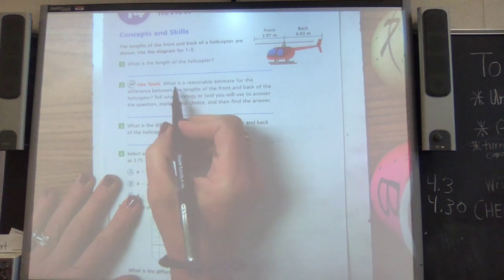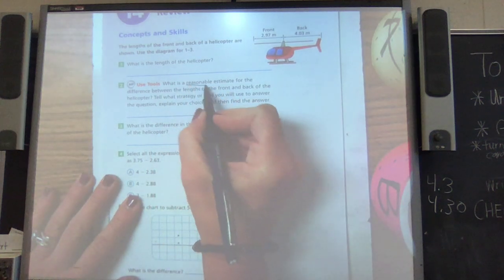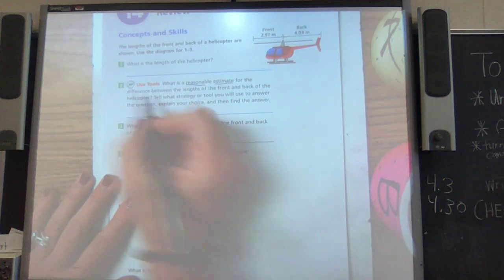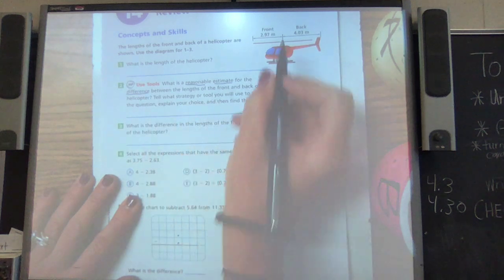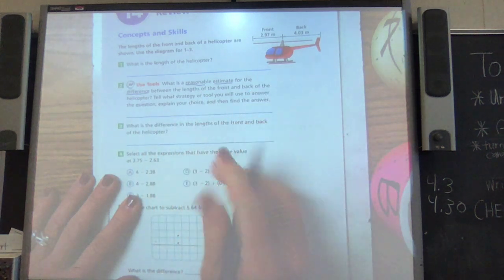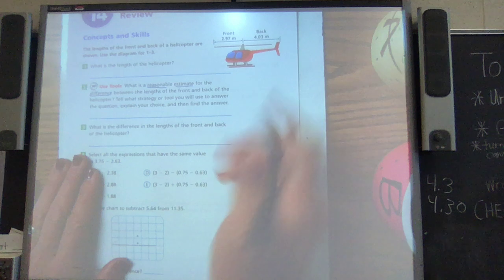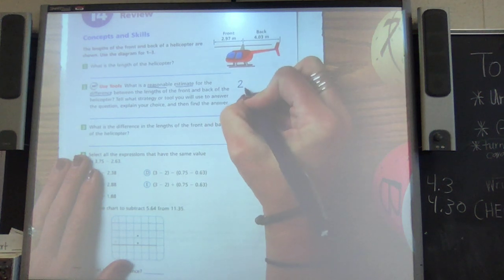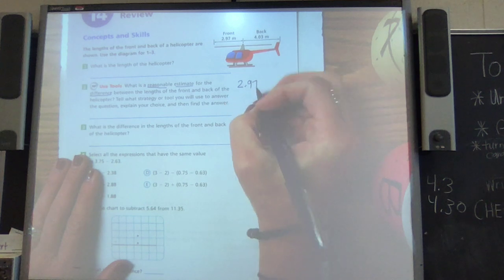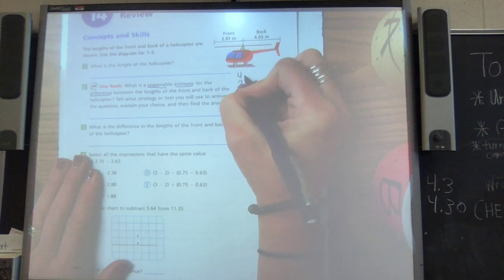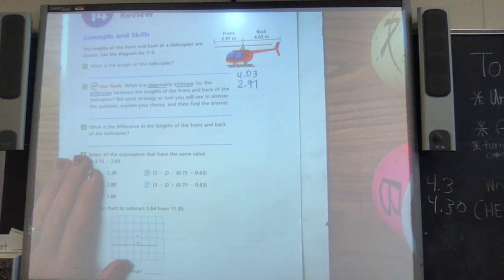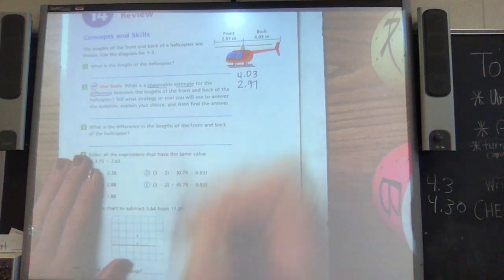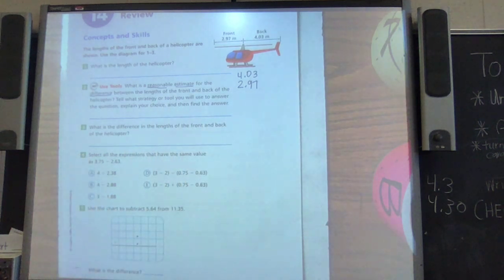Let's look at number 2. What is a reasonable estimate for the difference between the lengths of the front and the back? Tell a strategy or tool, okay? So I like to write them down. So the front is 2 and 97 hundredths. The back is 4 and 3 hundredths, okay? And it said a reasonable estimate, so I know I'm not finding the exact thing.